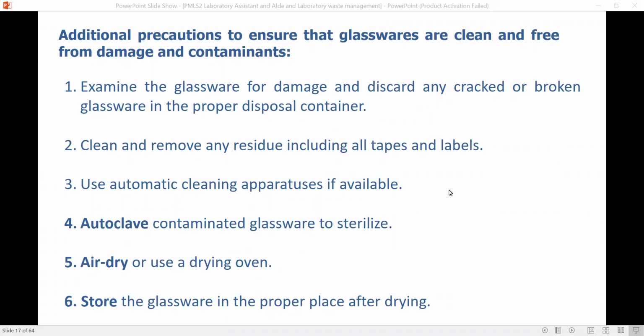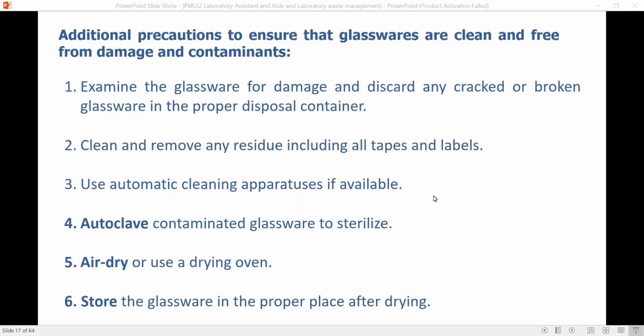Additional precautions to ensure that glasswares are clean and free from damage and contaminants. So again, I got this from your book. Examine your glassware first for damage and discard any cracked or broken glassware in the proper disposal container. So if you see a crack, okay, it's broken, throw it away immediately.